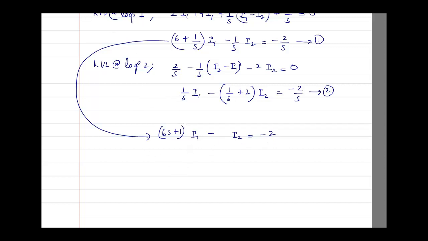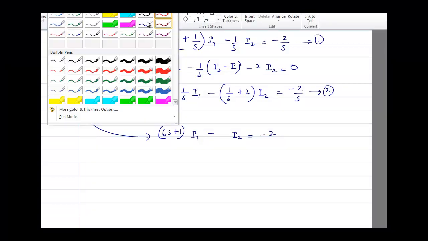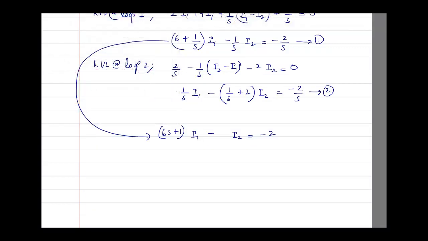And similarly, the second equation, if I take s, then I will get I1 minus 1 plus 2s I2 is equal to minus 2. So this is my equation number 3, and this is my equation number 4.